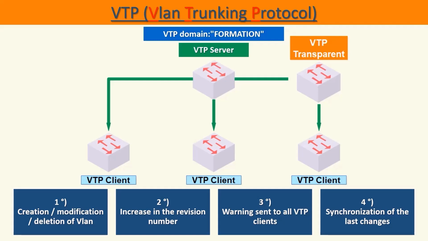All VLANs of the switches in prod will be removed because they will align with the switch with the highest revision number. A VTP client can replace a VTP server if the revision number is higher, because a VTP server is also a VTP client. It is a bit bad, but it works like that.